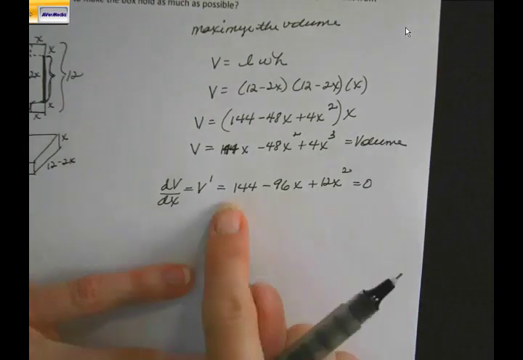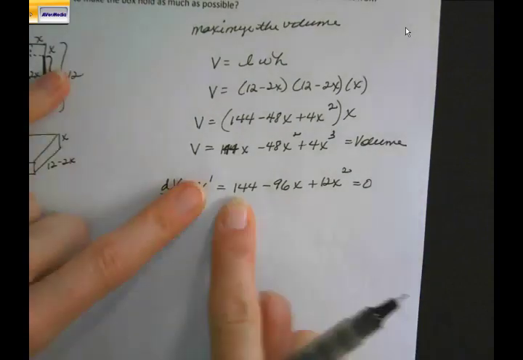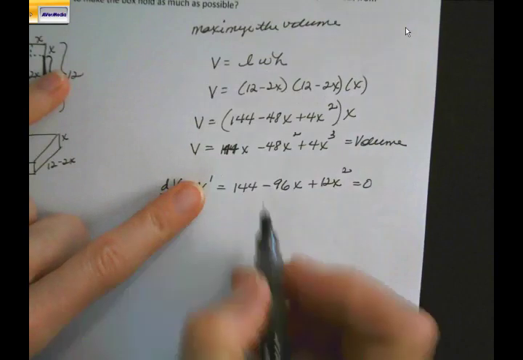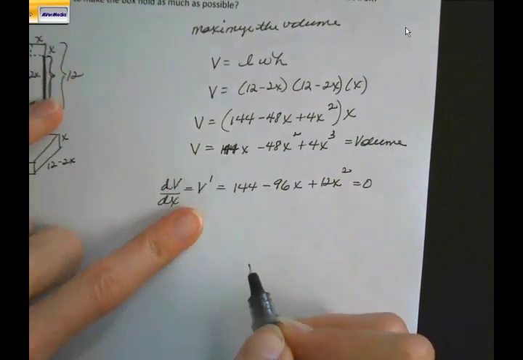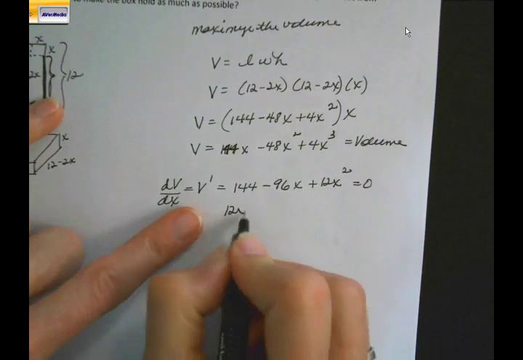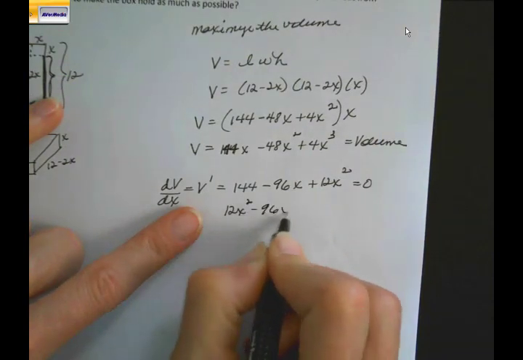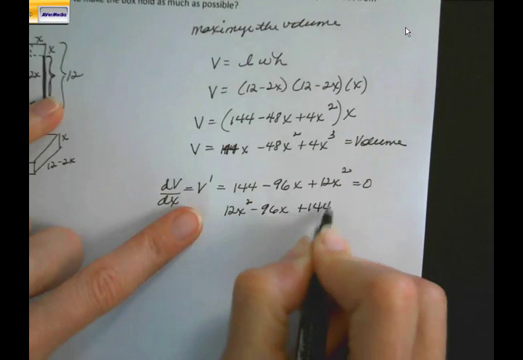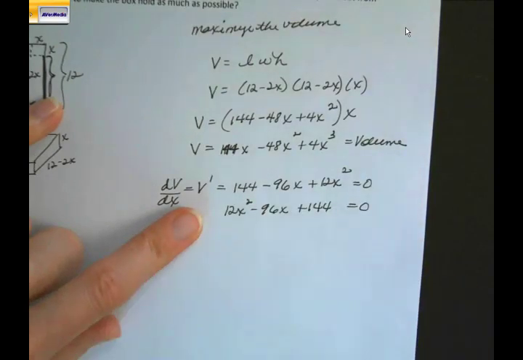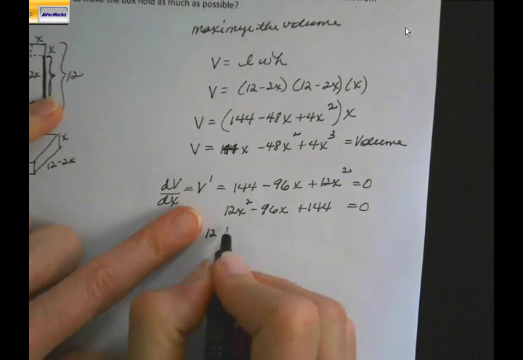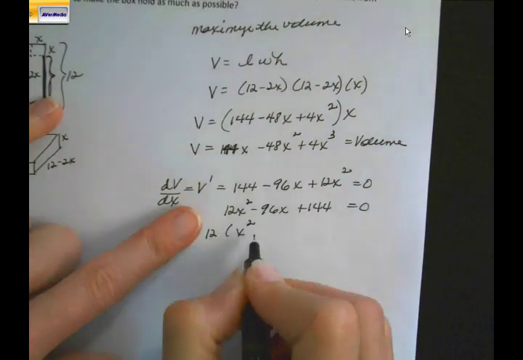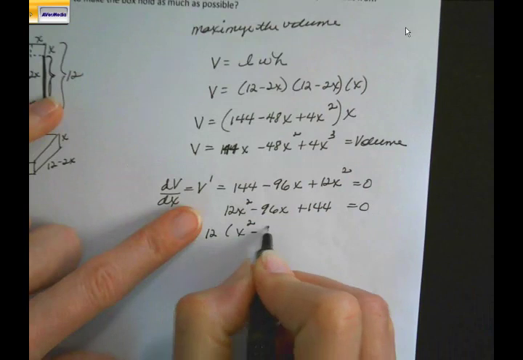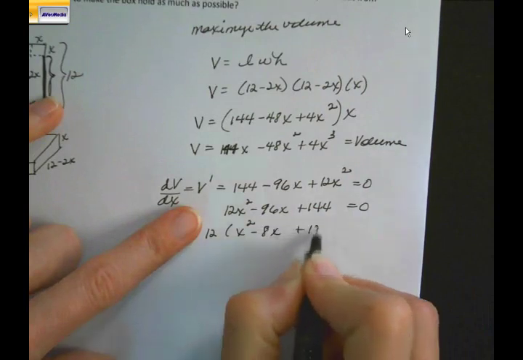Now to solve this equal to 0, I need to factor it. And I think I'm missing, no I'm not, that's supposed to be an x there. I can't do it backwards like that. I need to reorder this. I'm going to make it 12x squared minus 96x plus 144. Now to factor this, I'm going to start by taking a GCF of 12 out, leaving behind an x squared minus 8x plus 12.